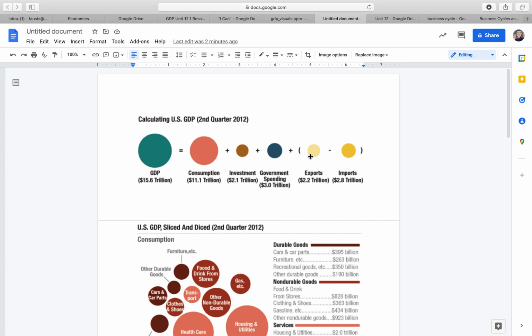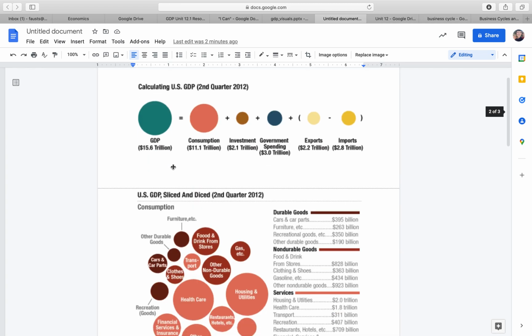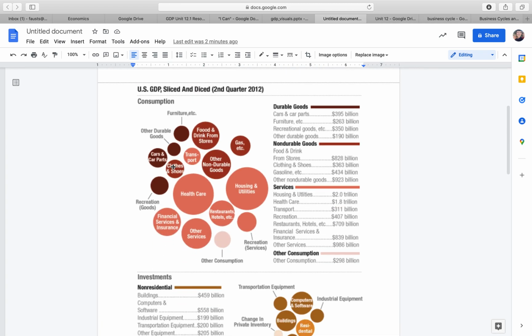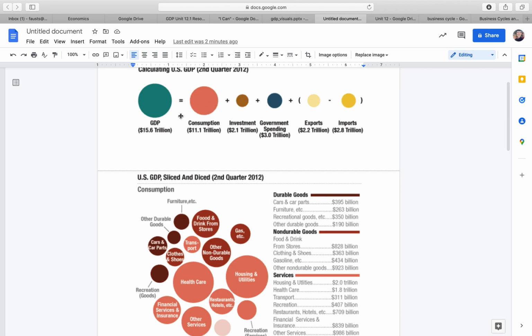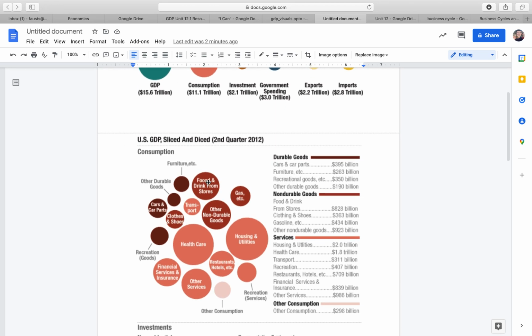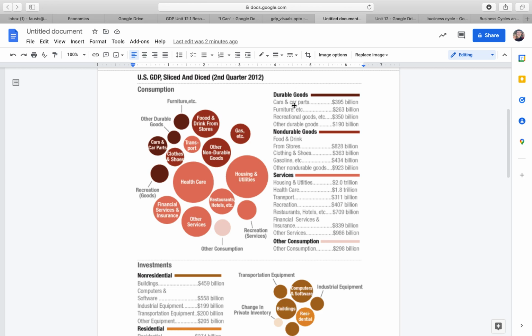So we take our exports, subtract how much we import, and then we add that to these other three numbers to get the total gross domestic product. We're looking at how productive we are for that particular quarter. And this has a breakdown of what goes into each one of these. So if we're just breaking down everything that goes into consumer spending, you have durable goods, those things that tend to last a little bit longer: cars, furniture, recreational goods, and just the other things that tend to last longer than a year or so.